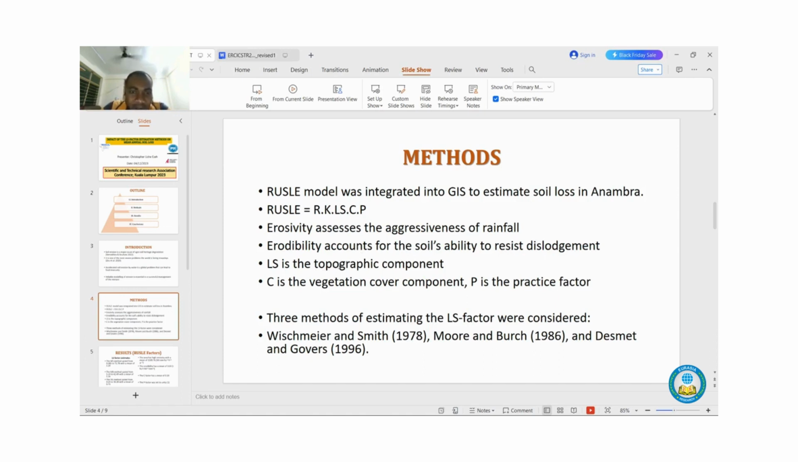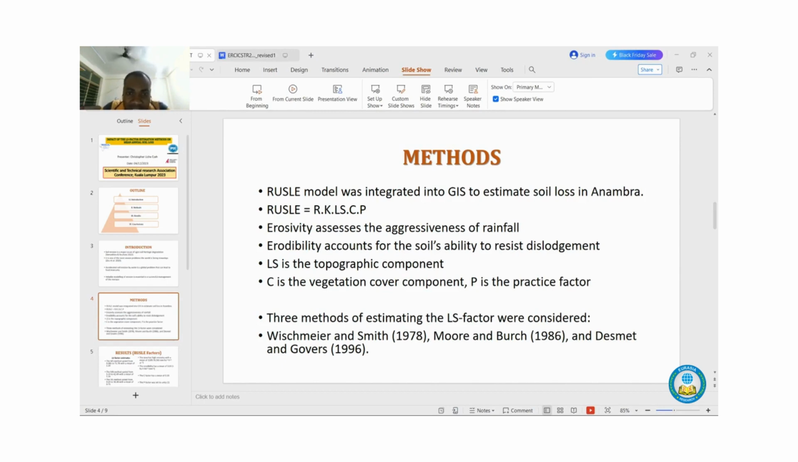LS is the topographic component that comprises the slope length and slope steepness. C is the vegetation cover component, while P is the conservation practice factor. Three methods of estimating the LS factor considered were the Wischmeier and Smith 1978, Moore and Burch 1986, and Desmet and Govers 1996.